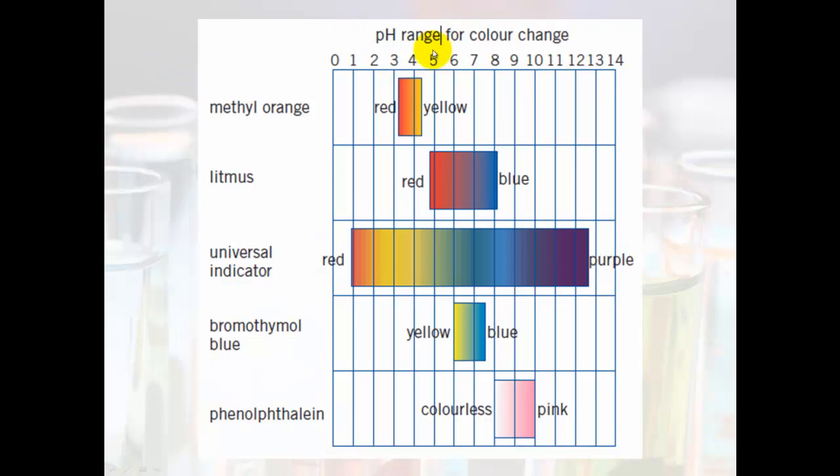So here we have the pH range for colour change for different indicators, and of course different indicators will tell you different pHs. So if you're looking for a pH change between 3 and 4, you'd use methyl orange. Litmus paper will change in the range of around about 5, 6 and 7 and 8. So this is a good one to show if it's an acid or a base. Universal indicator has a very broad spectrum, and you've got a couple of other ones here too. So depending on the reaction that you are looking at, you will use a different type of indicator.